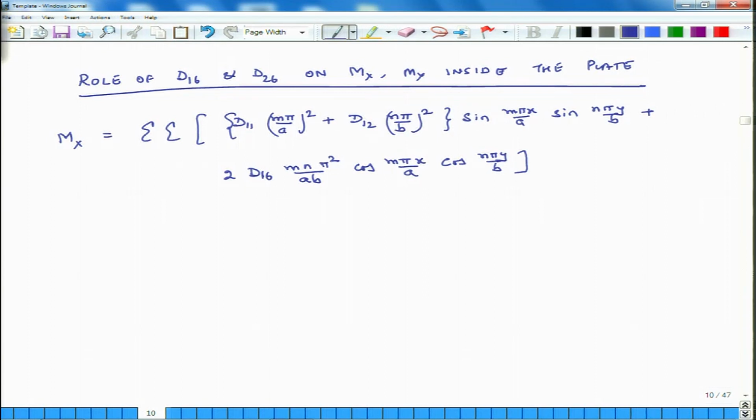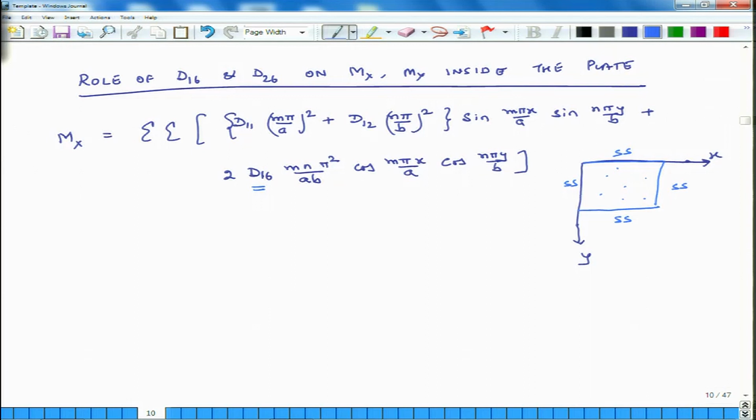Now, this relation, if you remember, was true if the coordinate system of the plate was located at the corner of the plate. So, this is my x axis, this is my y axis, and my plate is something like this, and it is simply supported on all the four sides. What we are going to explore is how mx changes as I move inside the plate, and how it gets influenced by this term D16.